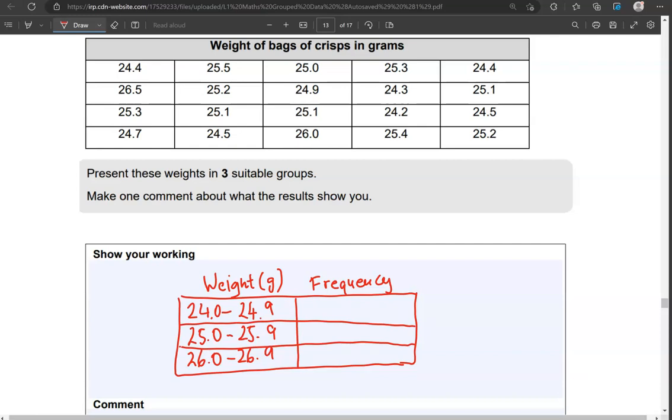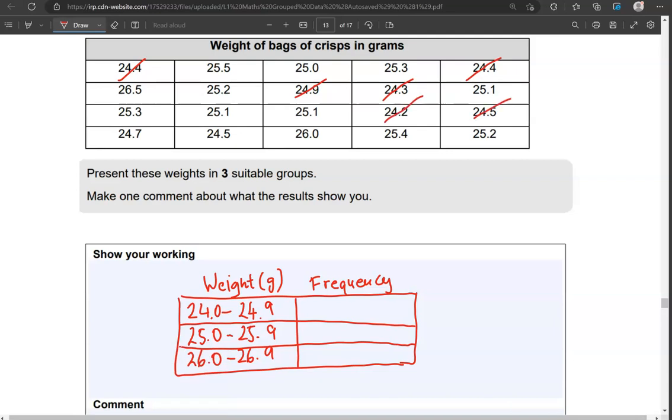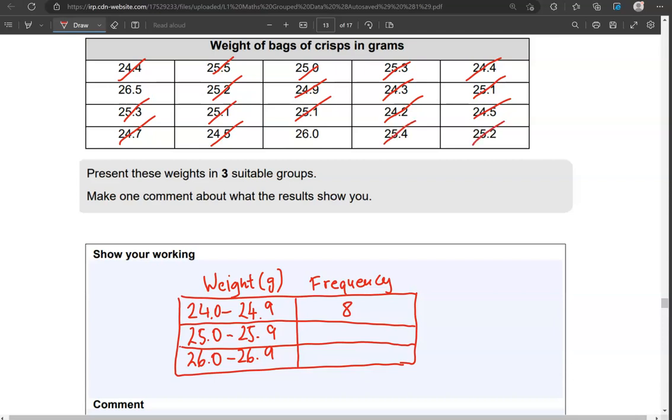So 24.0 to 24.9, we have 1, 2, 3, 4, 5, 6, 7, 8. 25.0 to 25.9, we have 1, 2, 3, 4, 5, 6, 7, 8, 9, 10. 26.0 to 26.9, we have 1, 2.